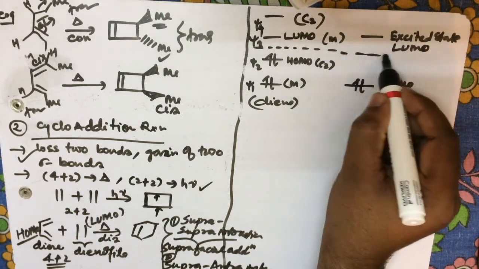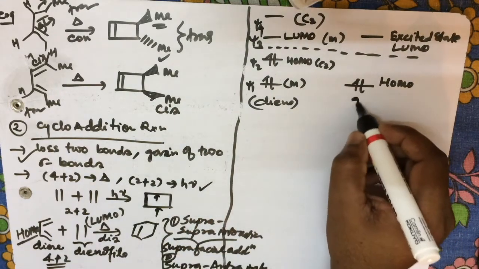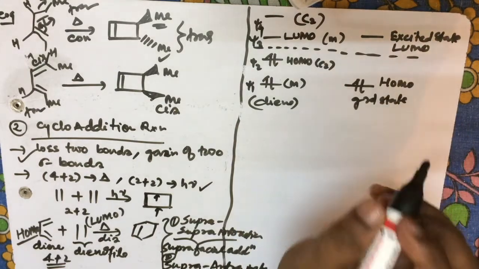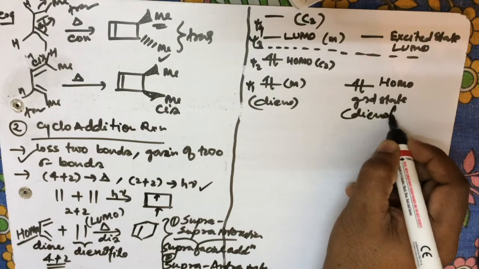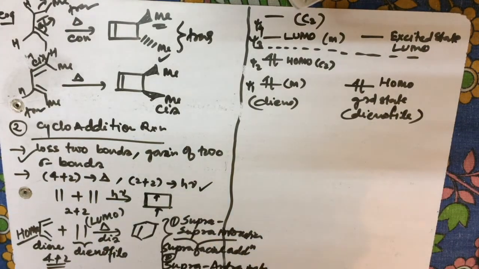Okay, yeah, correct. So this is ground state, this is excited state, and this is dienophile. Okay, so what I am trying to explain to you here is how supra and antara will interact during this diagram.